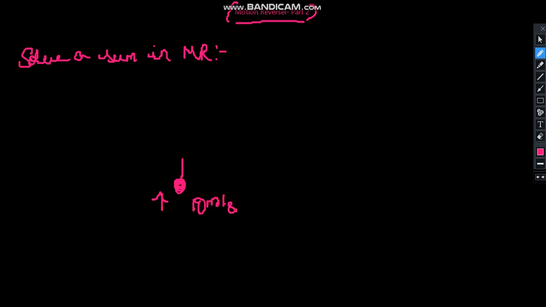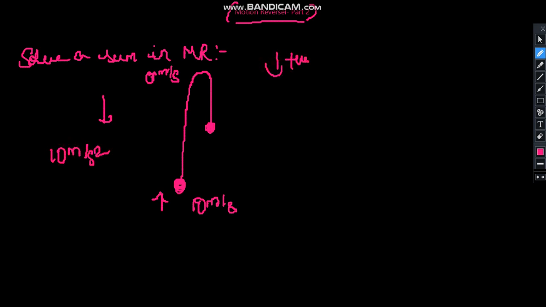Okay. Now let us try to solve a sum in motion reversal (MR). So basically, the sum is an object which is thrown up with velocity 10 meters per second. It goes here and comes back here, right? So basically, this is 0 meters per second. This would be 10 meters per second square. Let's consider this to be the positive direction.